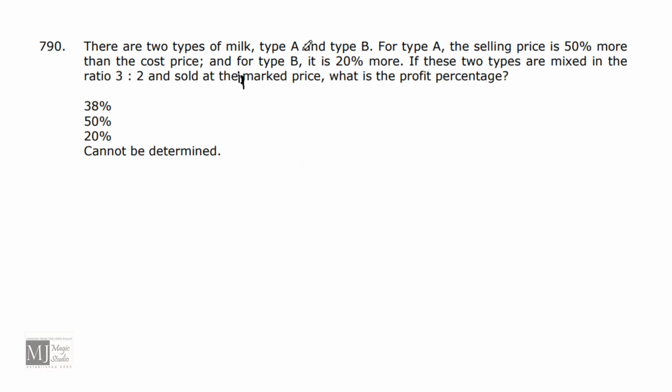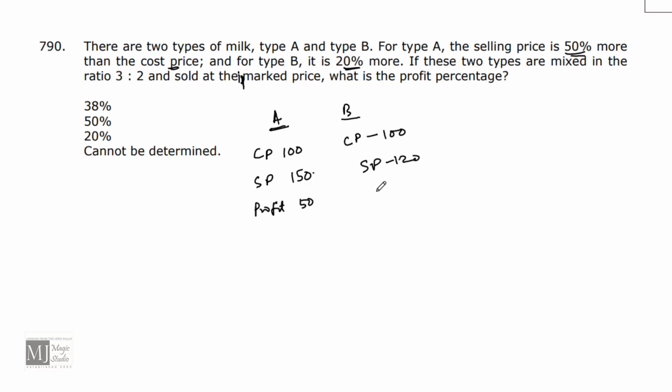There are two types of milk, type A and type B. Type A, the selling price is 50% more than the cost price. So suppose for type A, our cost price is 100, then selling price is 150 and profit is rupees 50. For type B, it is 20% more. So suppose for type B, if cost price is 100, then SP is 120 and we are making a profit of 20 rupees per liter.